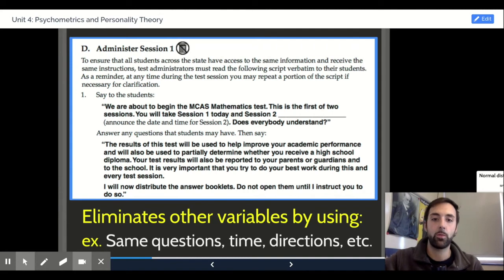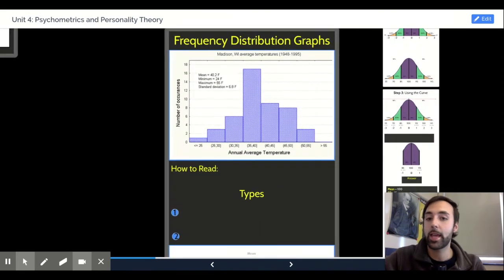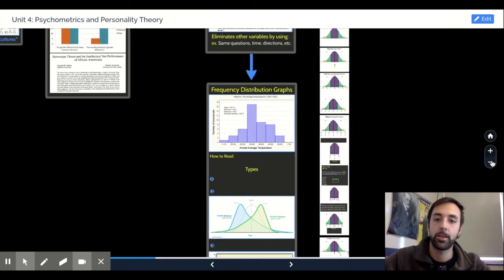So as a result, we keep the conditions the same. No matter if you take the SATs in Massachusetts or California, the exact same time is going to be provided to all test takers. That's the process of standardization, and it ensures the results of your exam actually mean something. Because otherwise, quite frankly, they're meaningless. You can't compare two students if they experience two different test conditions.